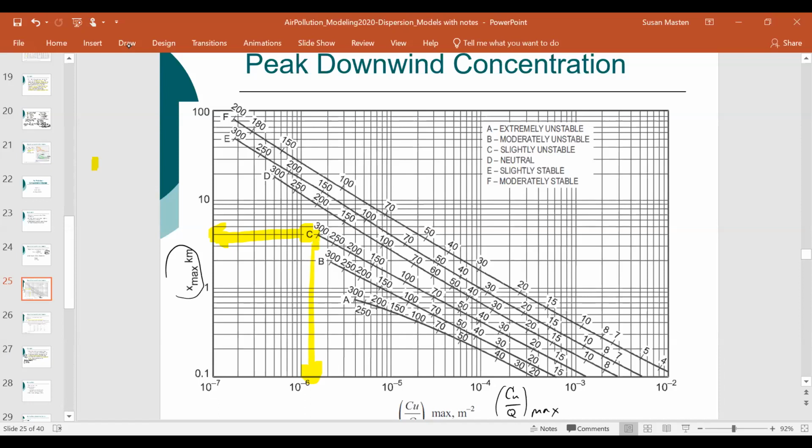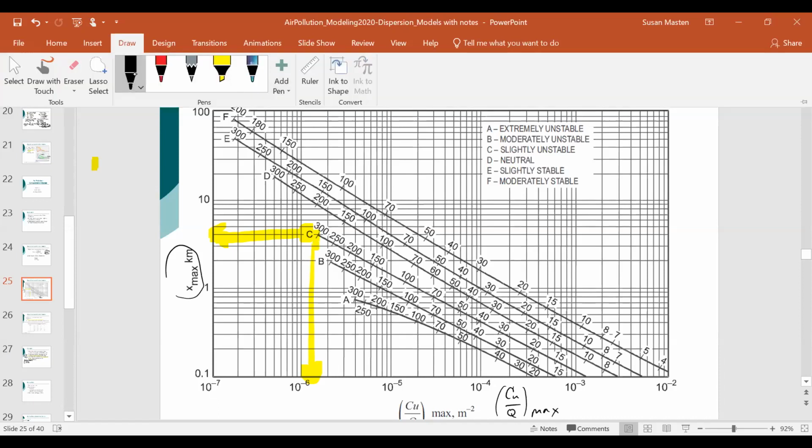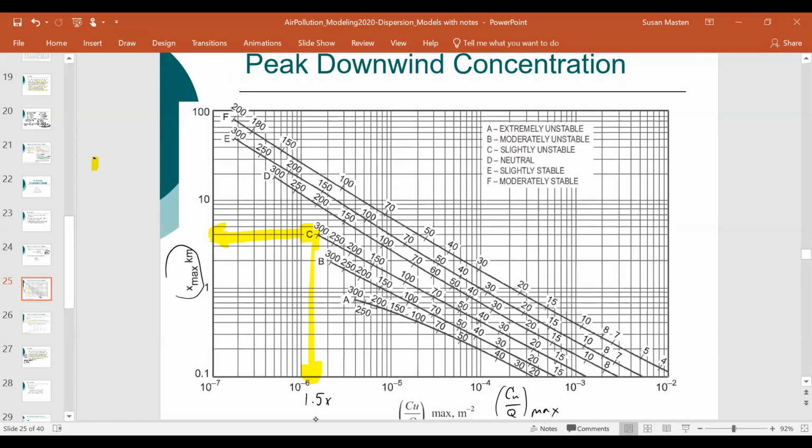The value that we read from here is about 1.5 times 10 to the minus 6. So that's this value right here. And then we're going to read across here. Let's read it: 1, 2, 3, 4. So that is 4 kilometers. So basically what this graph tells us is that this term CUH over Q max is 1.5 times 10 to the minus 6 inverse meters squared, and that the maximum concentration occurs at a distance of 4 kilometers from the stack.